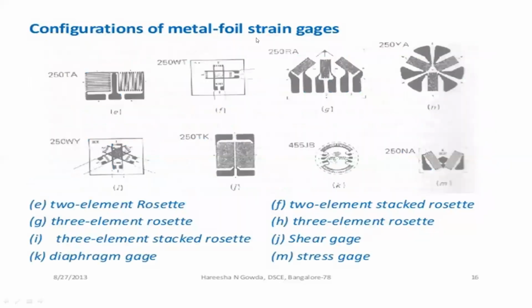What are the configurations of metal foil strain gauges? You can see what types of strain gauges we can manufacture by using different alloys: two element rosette, three element rosette, three element stacked rosette, diaphragm gauge, two element stacked rosette, three element rosette, shear gauges, and stress gauge. These are the different types of strain gauges used in the measurement of different strains in different applications.